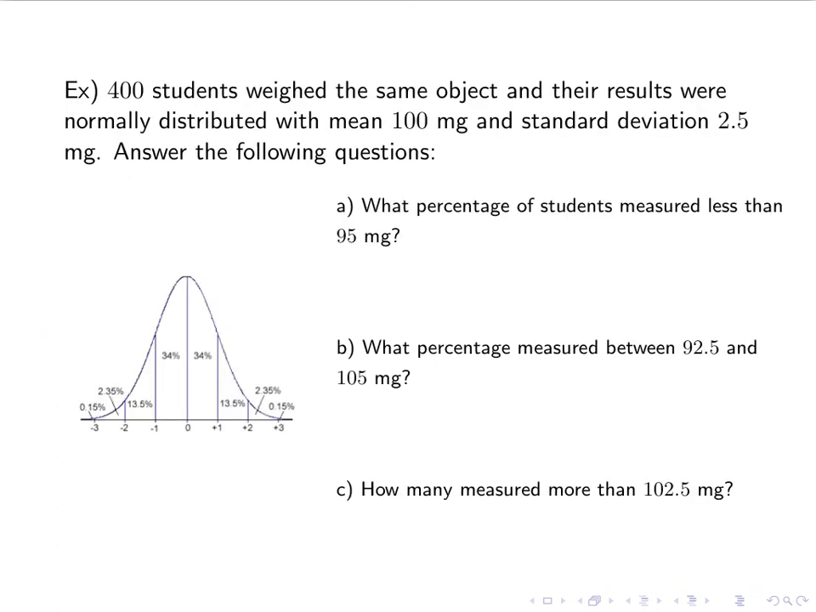So 400 students weighed the same object, and the results were normally distributed with a mean of 100 milligrams and a standard deviation of 2.5 milligrams. So you know sometimes when you weigh something, you're going to get a slightly different answer than if you do it again or if someone else does it. So we have 400 students who all weighed the same object and got slightly different answers. But these are normally distributed, and we're going to answer the following questions.